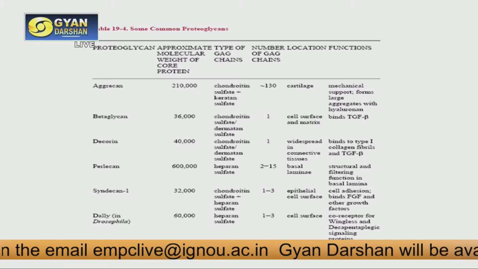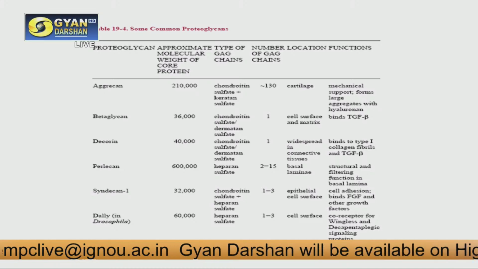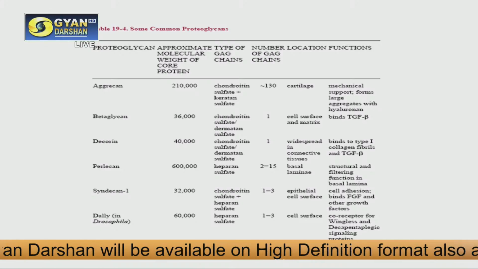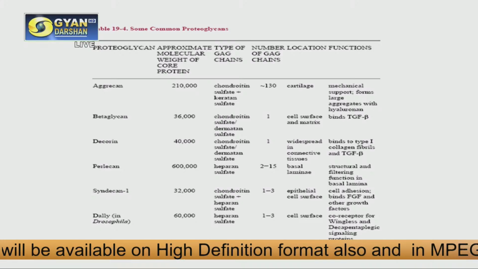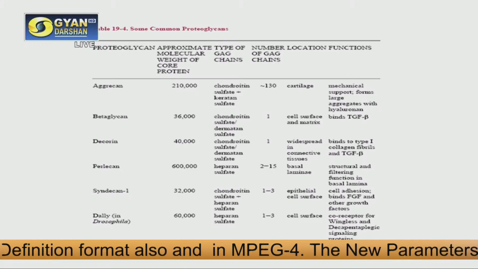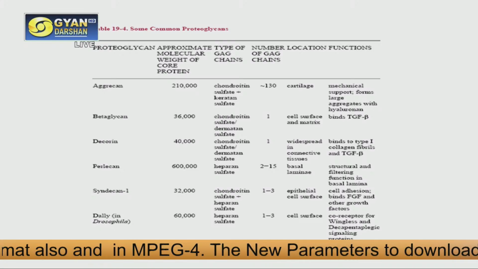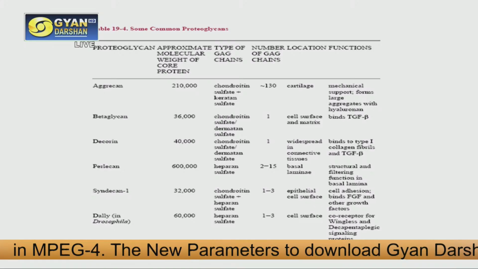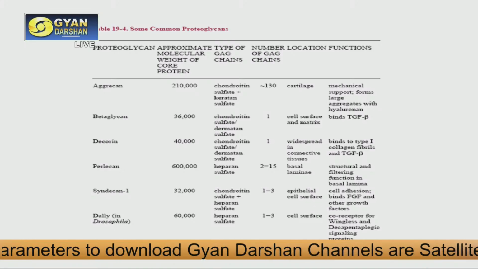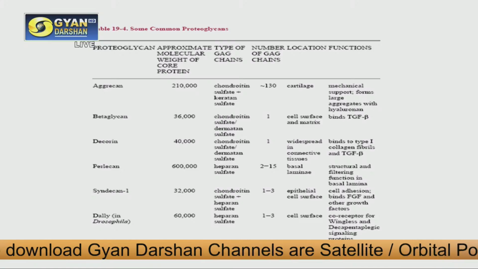Perlecan, this is in the basal lamina. We will talk about the basal lamina also in the later half. Syndecan, this is on the epithelial cell surface. Dally, that is in Drosophila, that is again present on the cell surface. And see, each of them has its own functions. These functions are mostly connected to the cell signaling process also.